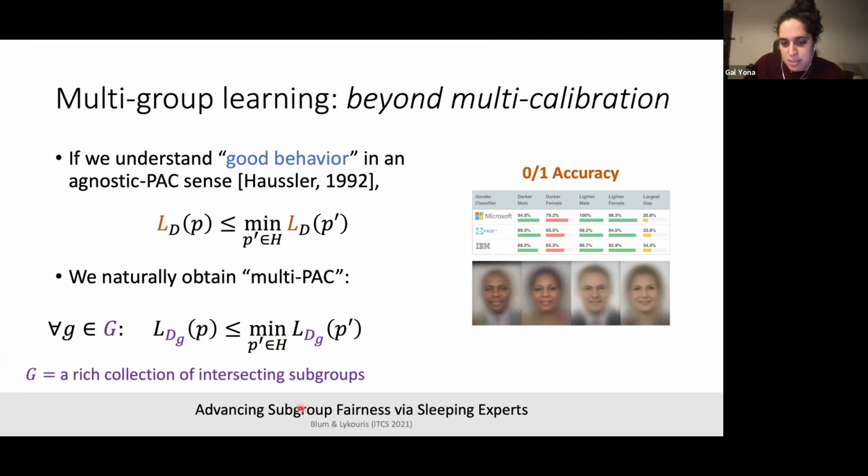And this has been studied in the context of online learning in this recent work by Blum and Lykouris.